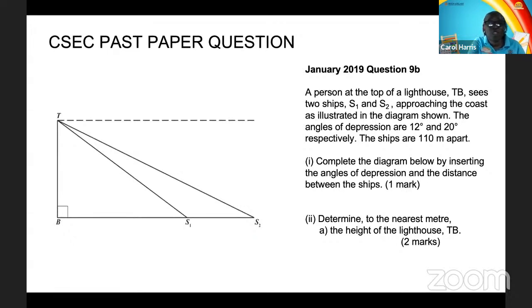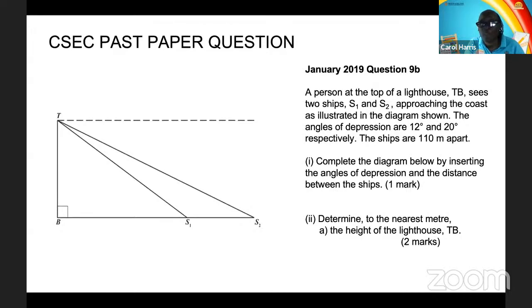Anyway, the angles of depression are shown. So we are asked to put in the angles of depression. Complete the diagram below by inserting the angles of depression and the distance between the ships. Okay, so the angles of depression, I don't know if that "respectively" should be there. Anyway, I probably typed that off incorrectly, but let's look at it closely.